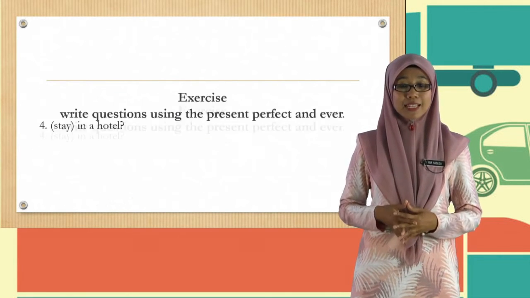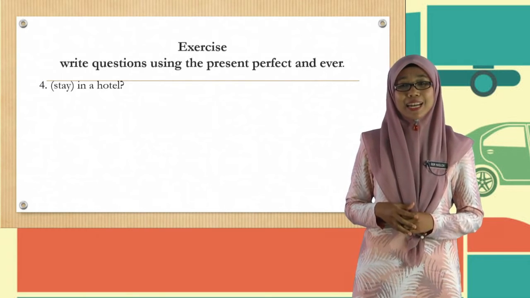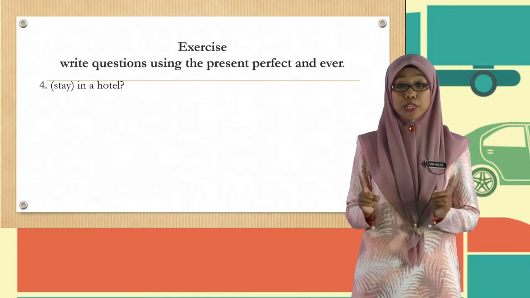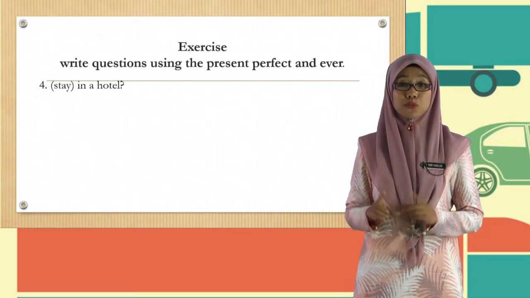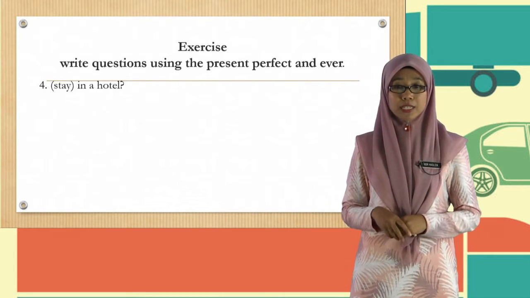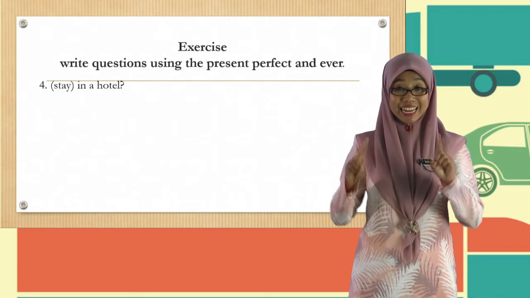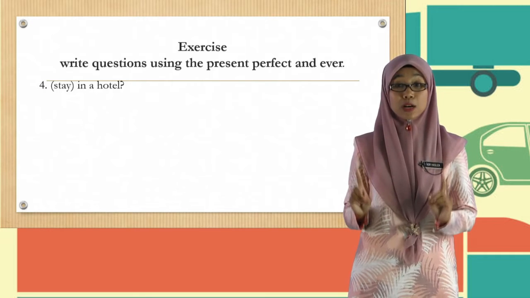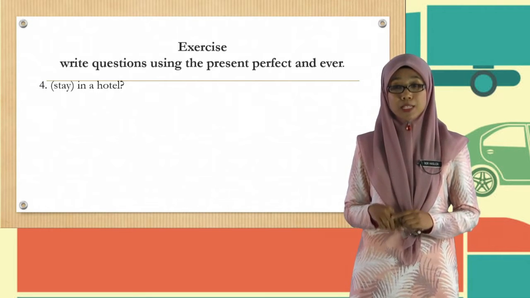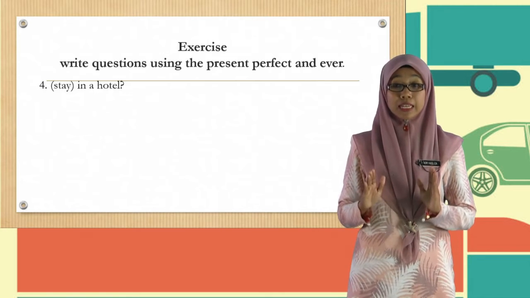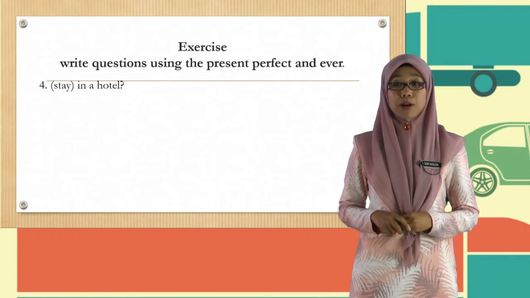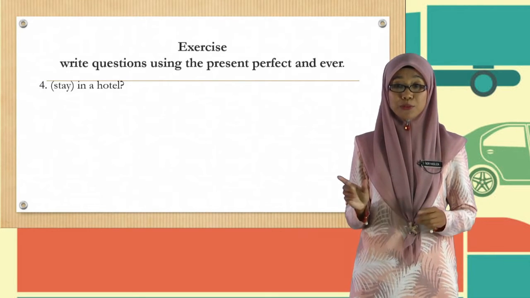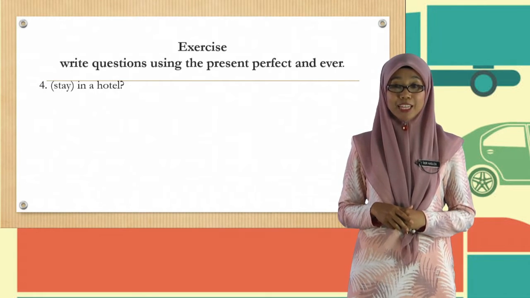Okay, next. Let's continue with question number 4. Remember, in forming questions in present perfect, you need to change the verb in brackets to the verb in past participle. For question number 4, we have stay in brackets. Stay in brackets means it is a verb that needs to be changed into past participle. And then we have in a hotel, with question mark. Can you form these words into a question? Try to write your answer. I give you some time.